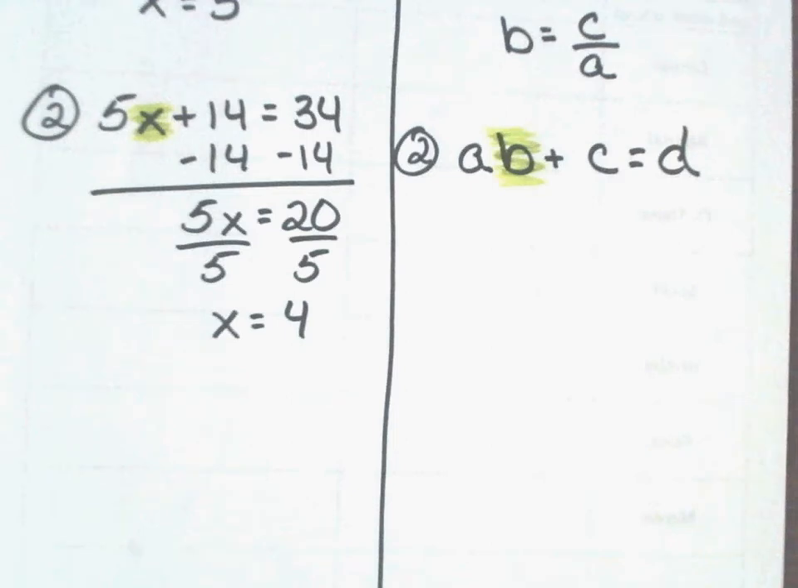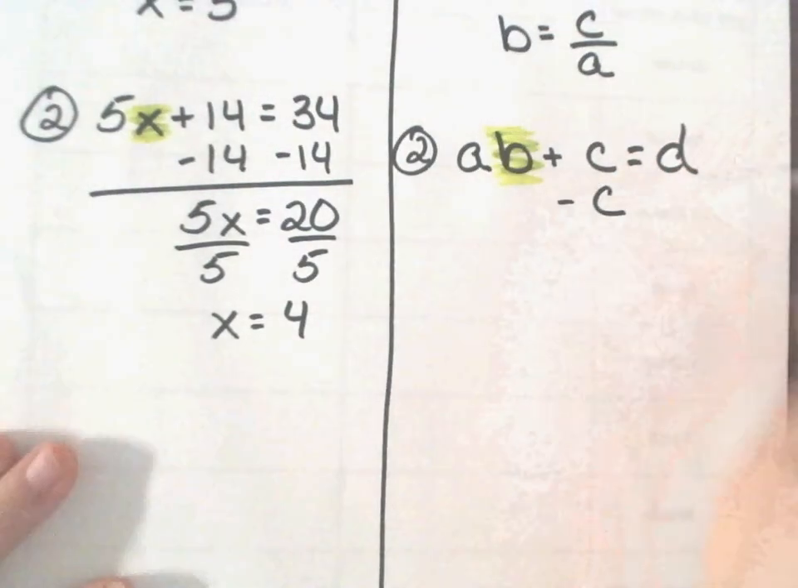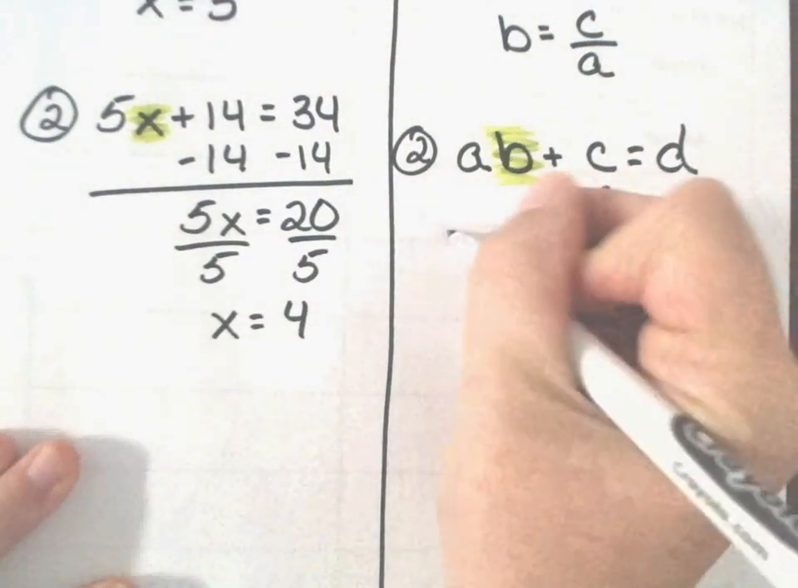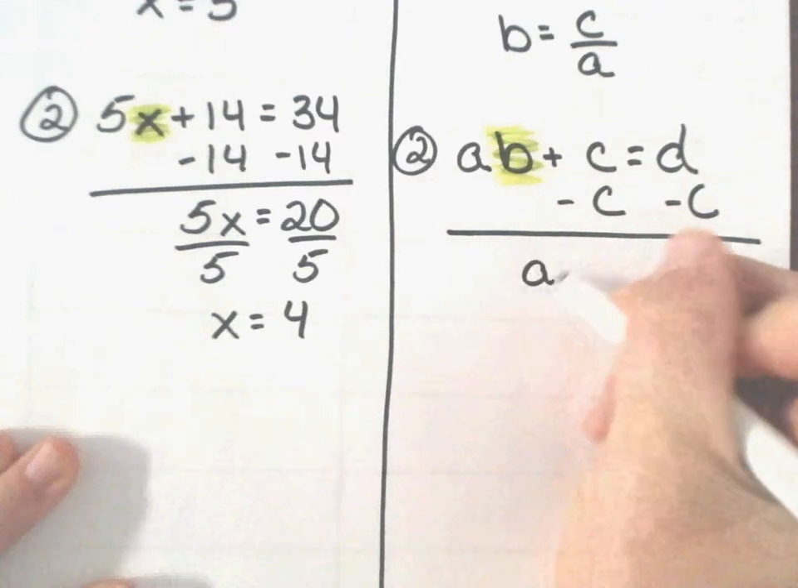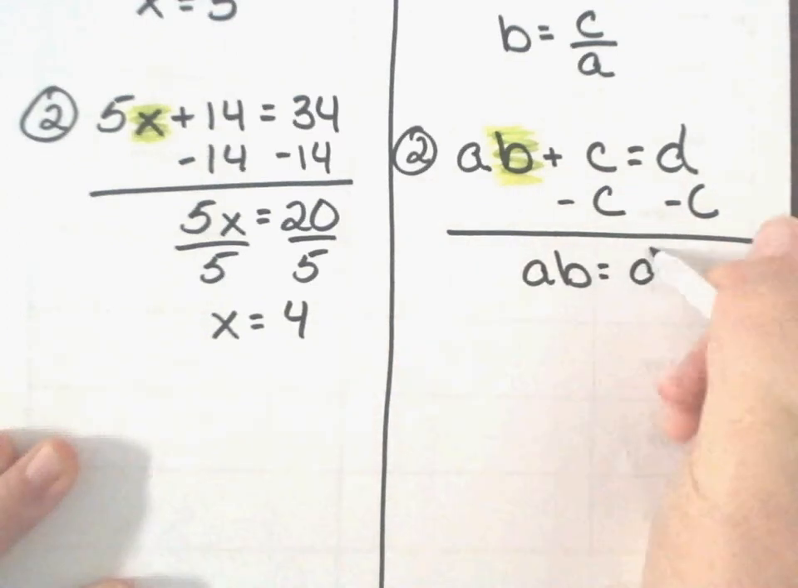So just like we did the regular equation, what letter do I have to move first in my literal equation? I have to move the C. So that's a plus C, so I'm going to subtract C. So I will get AB equals D minus C.